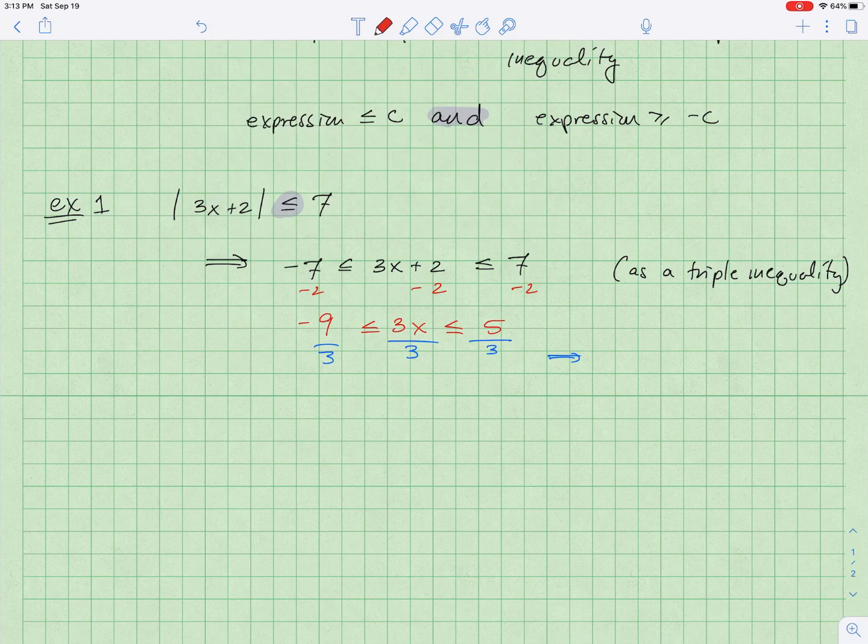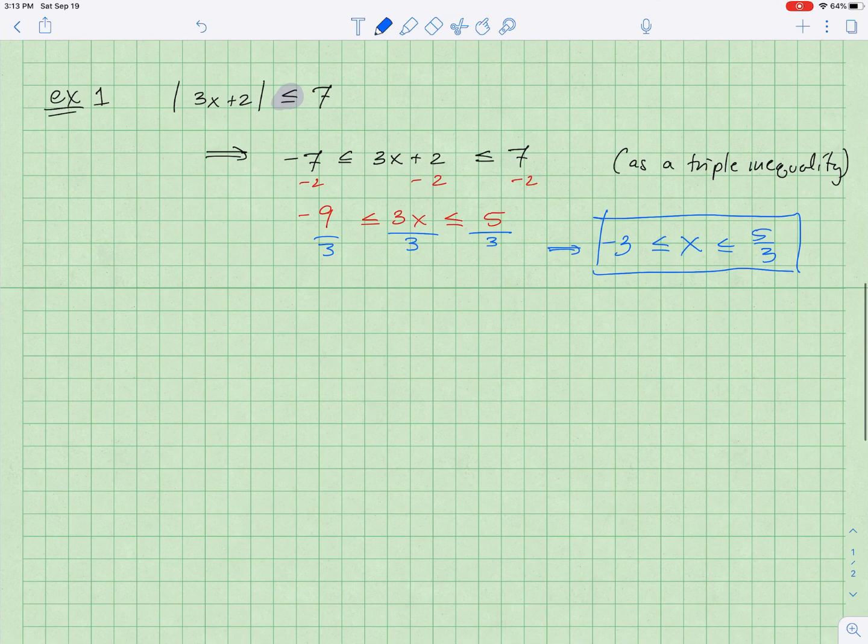Whoopsie, negative 9. And this gives us negative 3 is less than or equal to x is less than or equal to 5/3. We've got a fraction on the right there. That's kind of the best we can do. Or we could actually rewrite that as the interval negative 3 up to and including 5/3, also including negative 3. And that would be our answer.